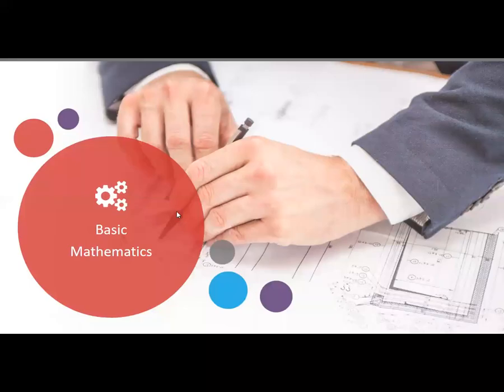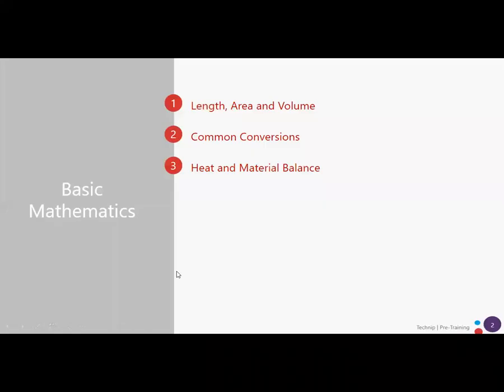So we will cover 3 chapters. The first one is length, area, and volume. The second one will be about some common conversions you will come across as an engineer, also as an operator working at a refinery. And the third chapter, we will look at a heat and a material balance, and I will show you how to solve simple, let's say, problems.